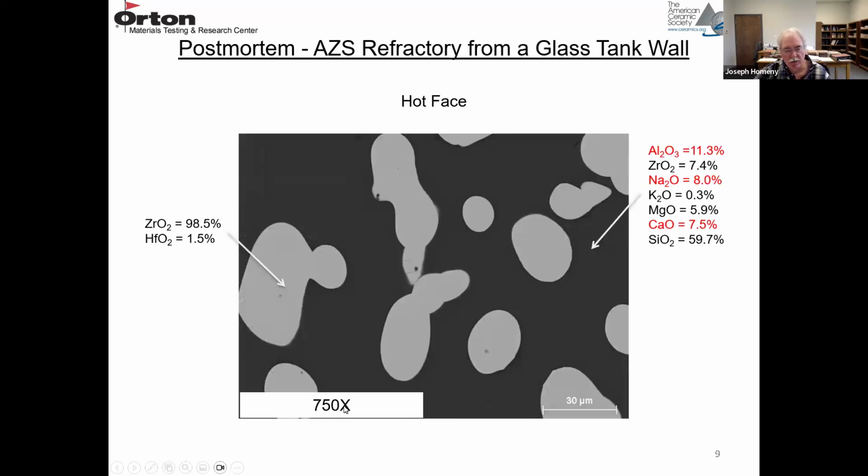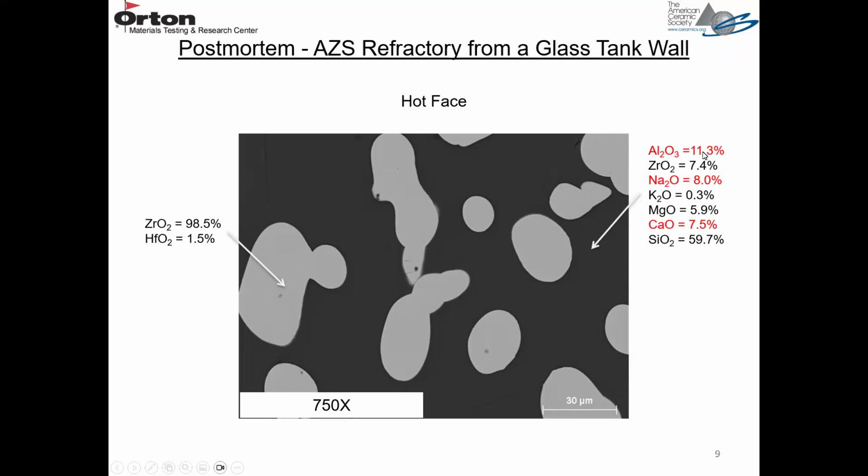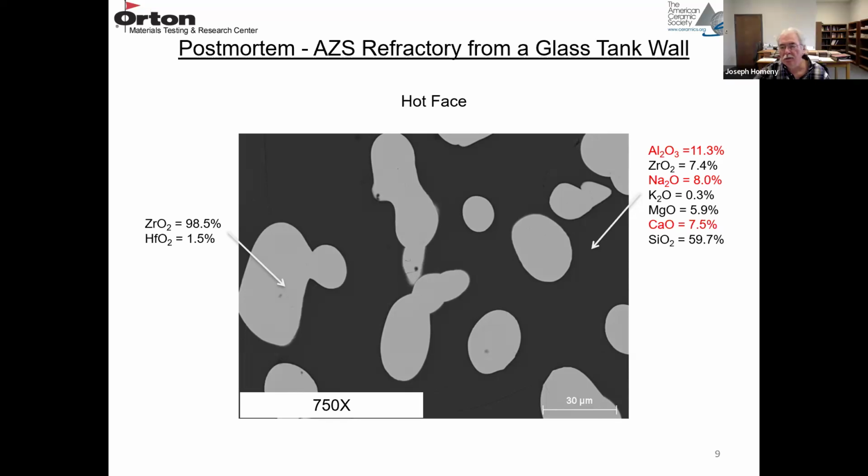So this is a 750x magnification of the hot face. And now there's only two phases here. There's the zirconia, the white or very light gray crystals, in a glassy matrix. And that's about 60% silica, almost 8% lime, about 8% Na2O. And you can see how low the alumina is, maybe 11%. And the zirconia is partially dissolved in the glass. So the alumina crystals are gone and they're in the glass and it's been depleted.